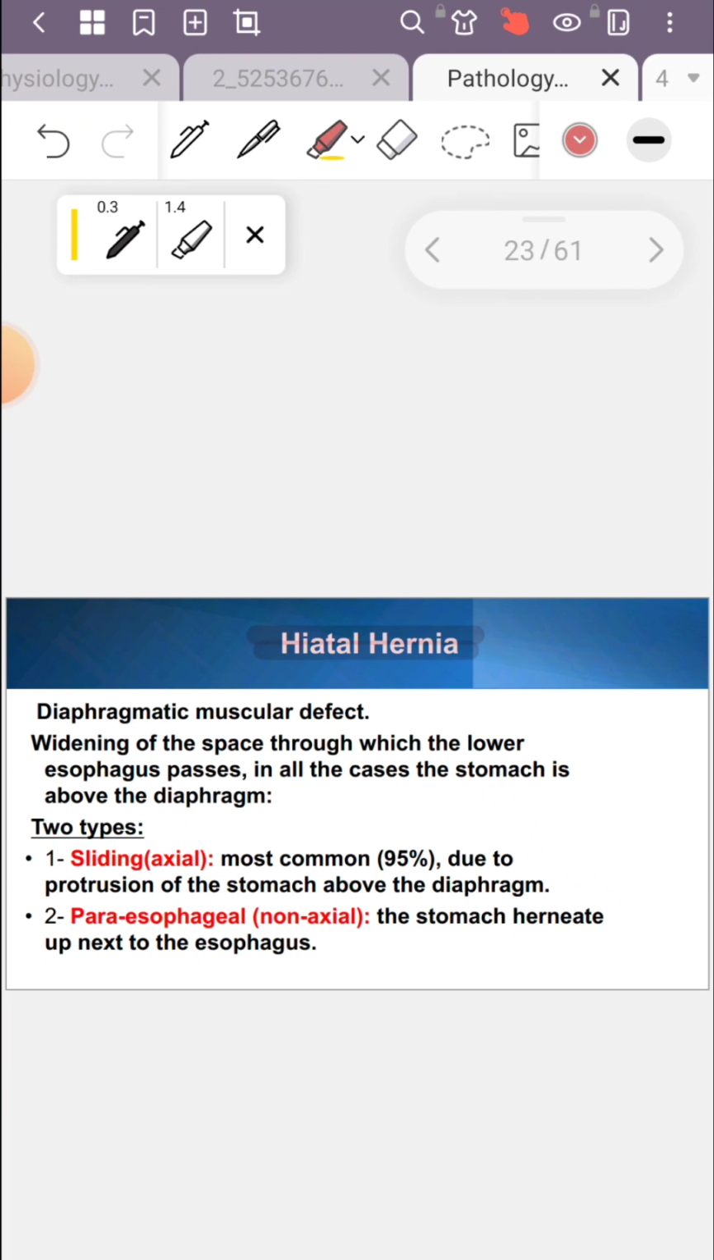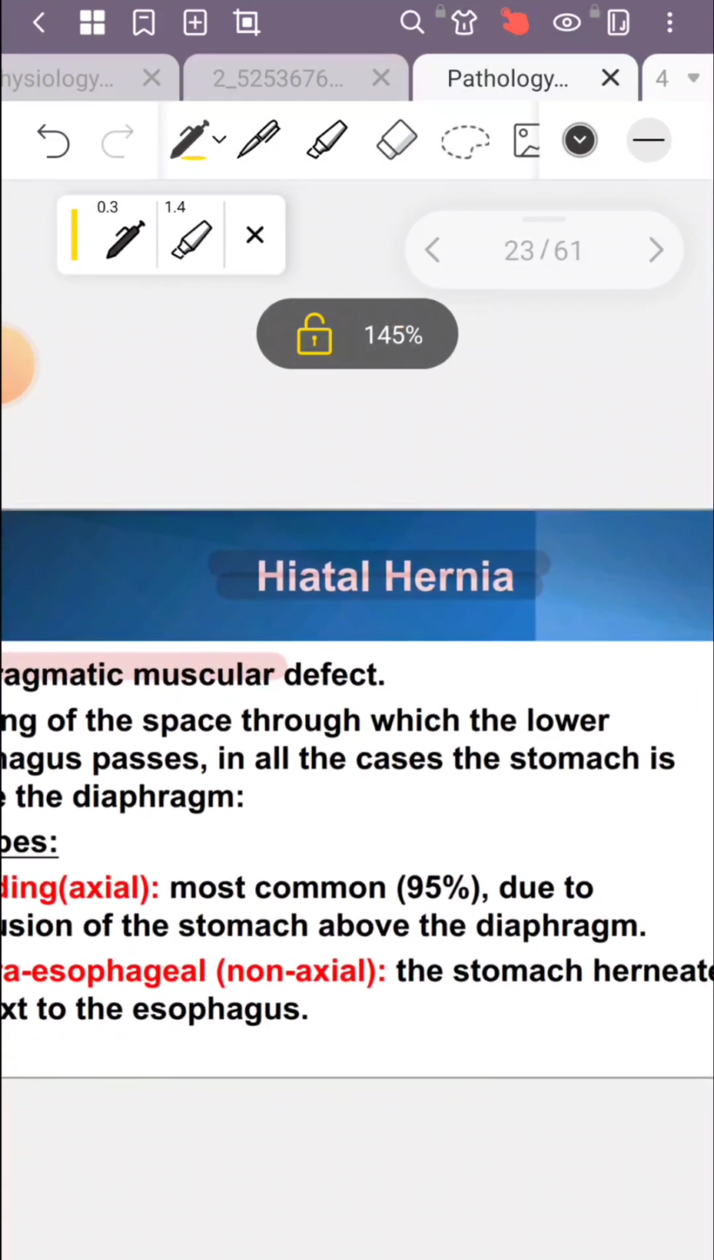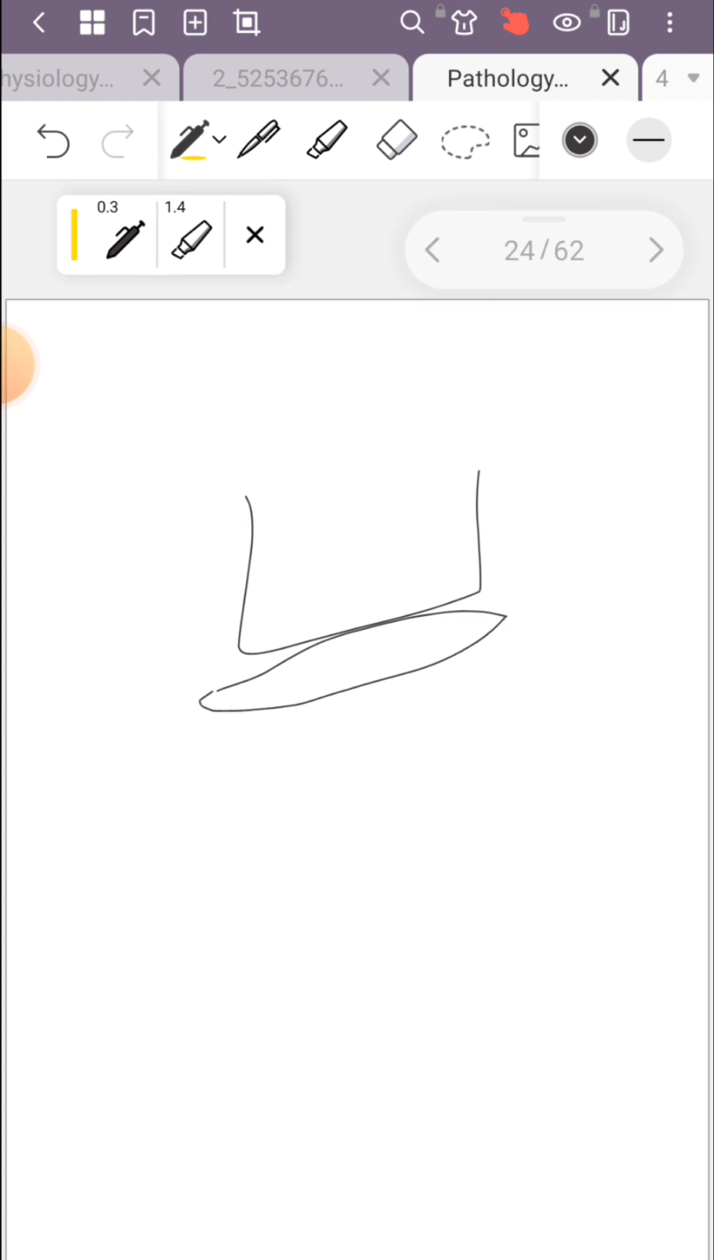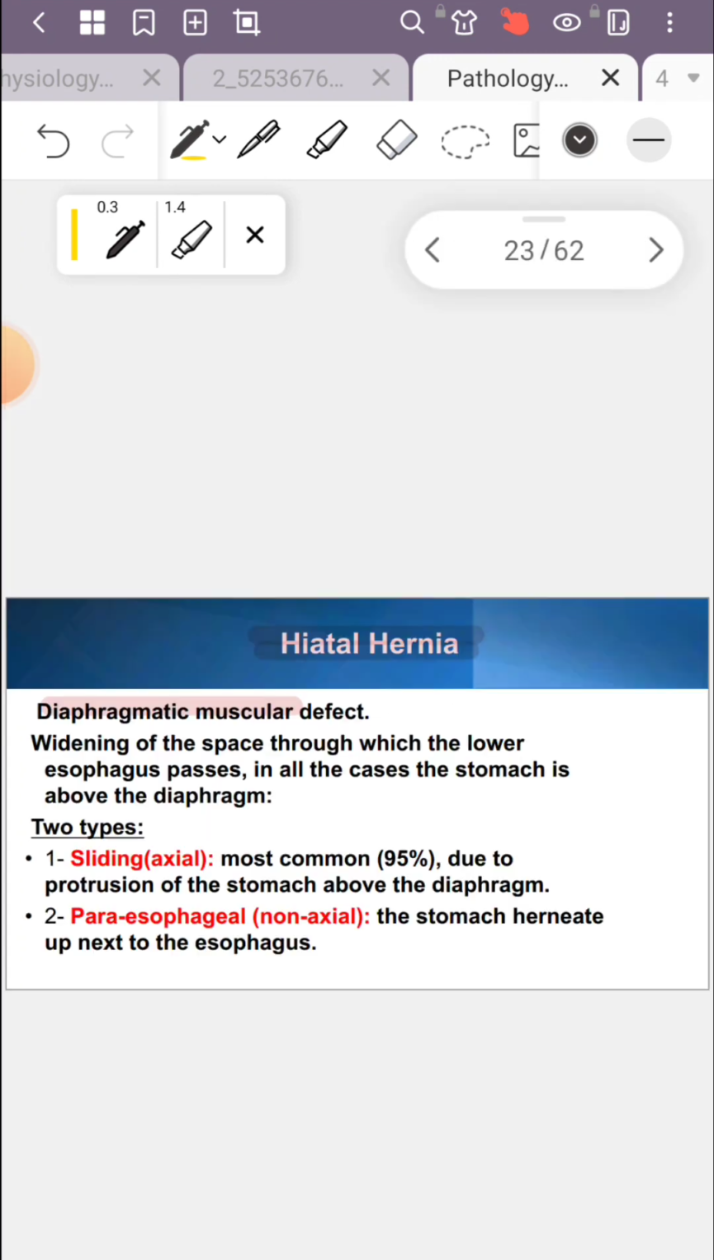It occurs in the muscular diaphragm. The diaphragm is a thin muscle, and it is the separation between the chest and the abdomen. Sometimes there is a defect in the wall of this diaphragm, especially at the site of entry of the esophagus into the stomach. Widening of the space through which the lower esophagus passes results in the stomach protruding upward, protrusion to the esophagus. Two types: sliding, the most common one, and the paraesophageal type.